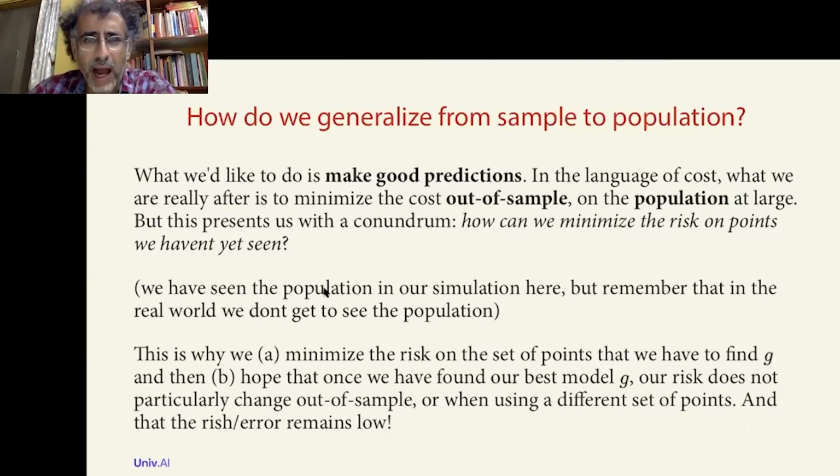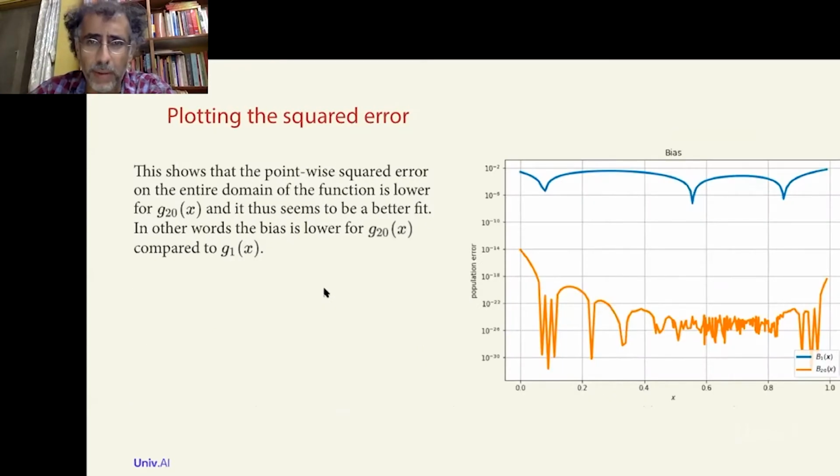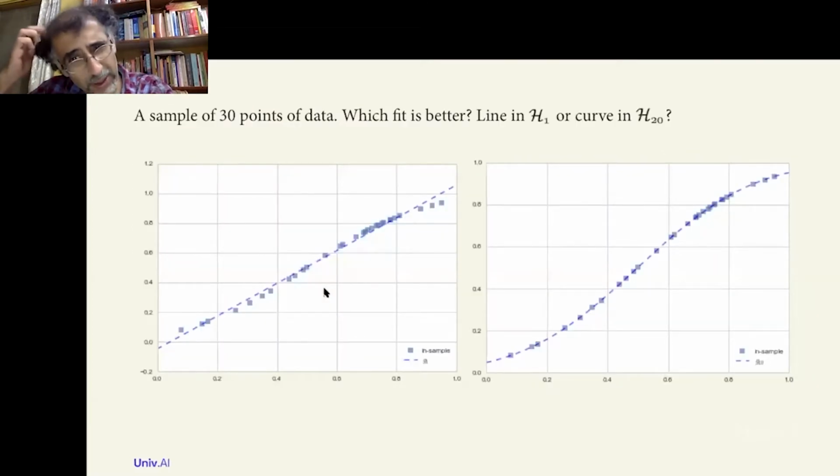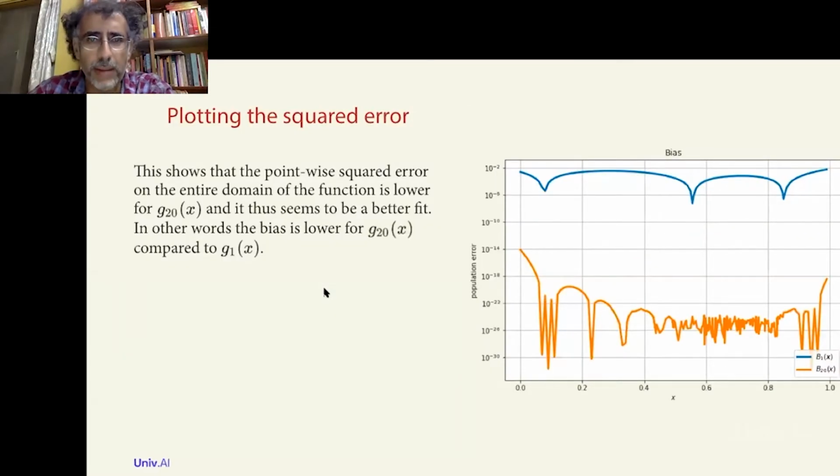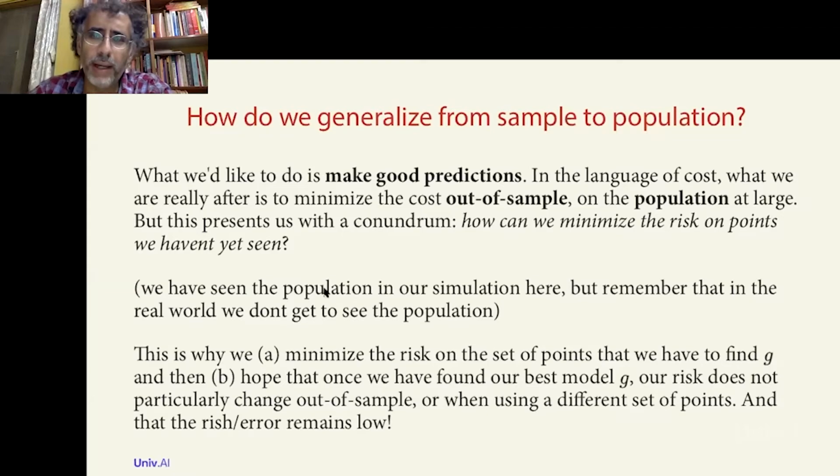So one of the questions is, how do we generalize from these samples over here to the population? As I told you, I could not show you this graph. I've shown you the situation where the 20th order polynomial does a much better job than the straight line. How do I generalize from sample to population? This goes back to the question of how we make good predictions. We want to predict on the population at large. But the conundrum is this: we have not seen the population. If I had seen the population, I would say, minimize the risk on the population, minimize the error on the population. That's really what I want to do, but I can't do it because I've never seen those points.